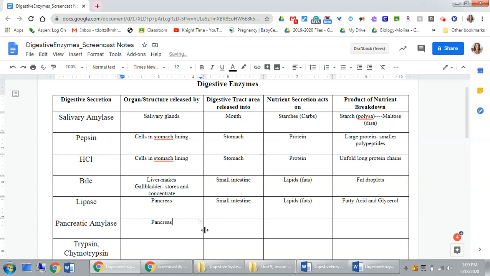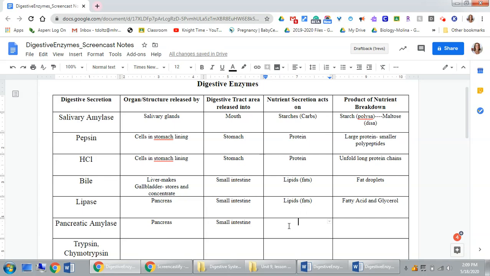All right, where are we going to use it? Oh, guess what? Another pattern. We're going to use it in the small intestine. So pancreas, pancreas, small intestine for both of these. All right, but this is going to be different. All right, it is amylase.